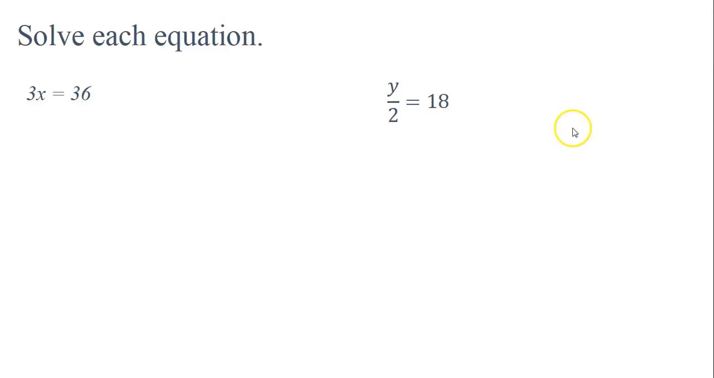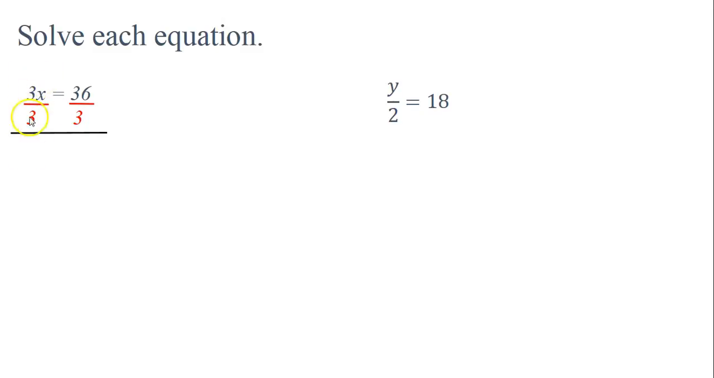So 3x is equal to 36. We want x on one side of the equation by itself, or isolated. If we look at this example, we see that 3 and x are attached by multiplication. So we will perform an inverse operation of division on this. 3 times x are being multiplied, so we're going to divide. We're going to divide by 3 to get x by itself. So we're going to divide both sides by 3.